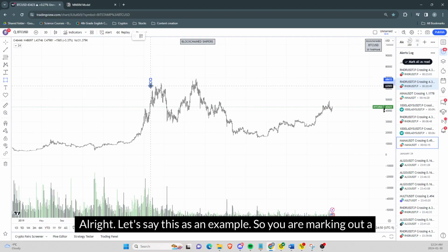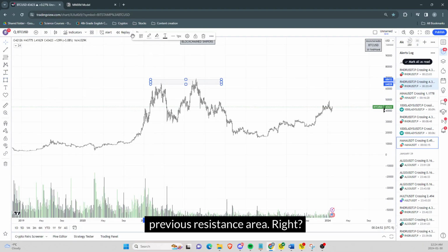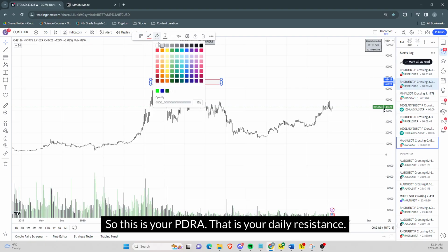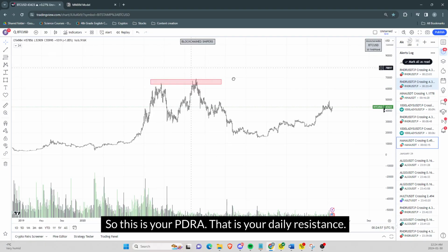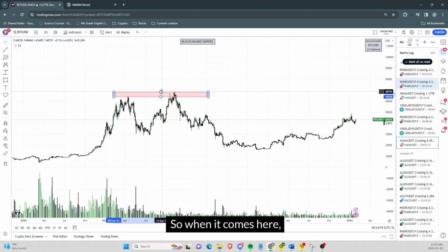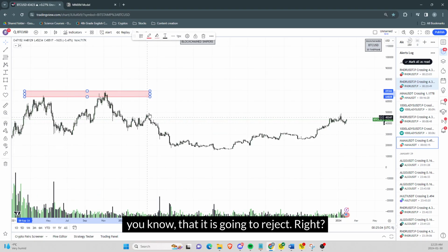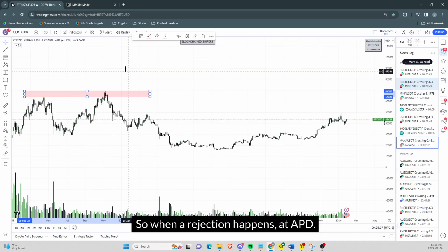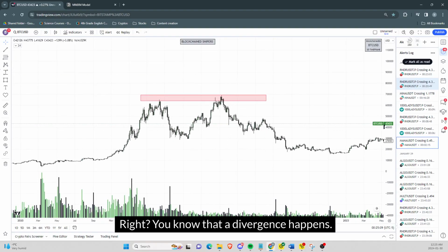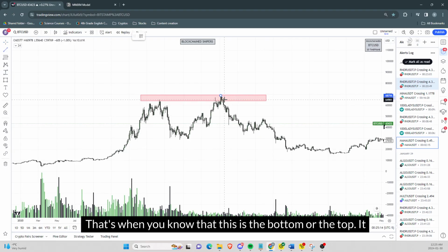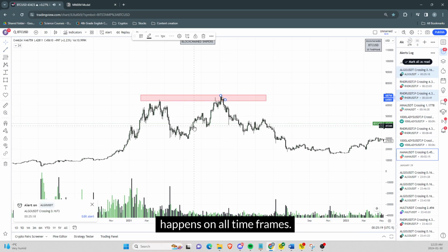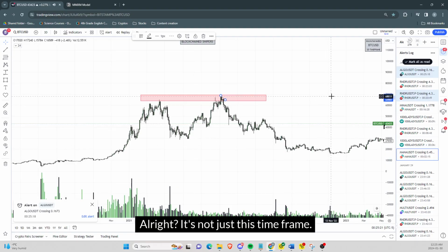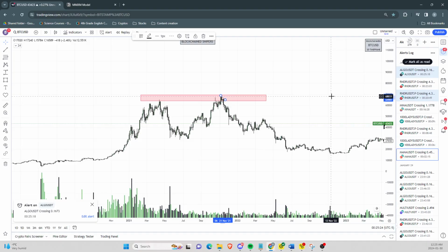So you are marking out a previous resistance area, right? This is your PDRA, that is your daily resistance. When it comes here, you know that it is going to reject, right? When a rejection happens at a PDRA, you know that a divergence happens. That's when you know that this is the bottom or the top. It happens on all time frames, all right? It's not just this time frame, it happens on every single time frame.